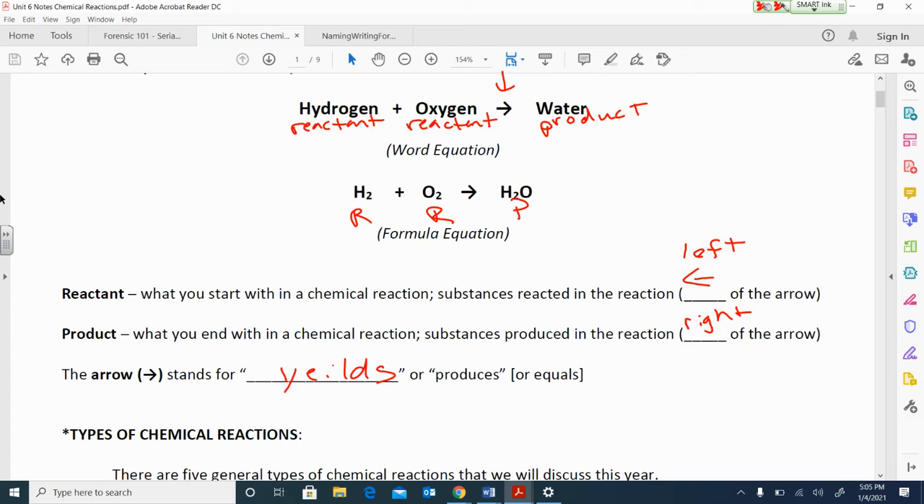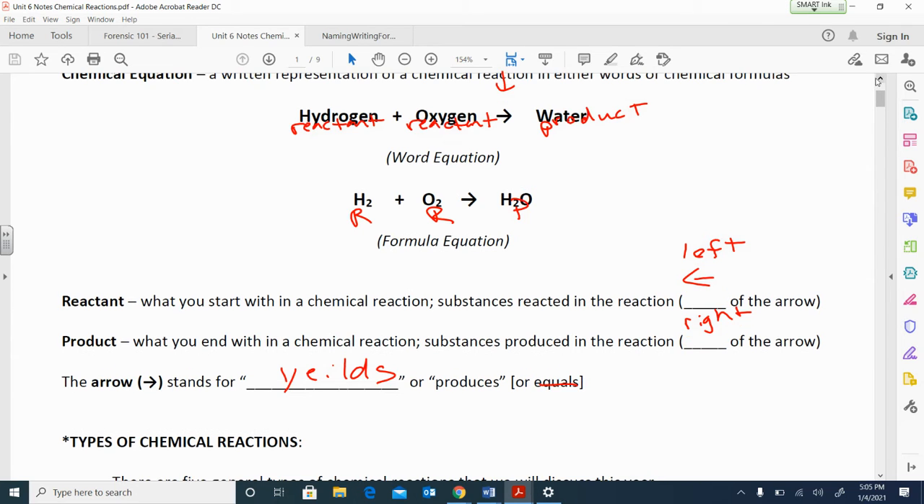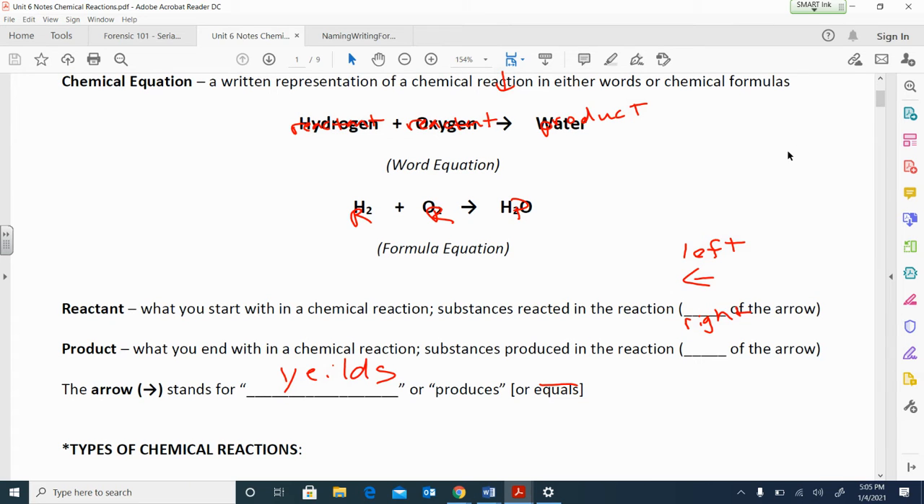The 2 sides are always equal to each other. So there's just as much of one element on one side of the equation as there is on the other side. They will be balanced. So they will equal each other. But it does stand for yields and produces. The arrow stands for. We'll learn a couple more symbols later, but that is enough for today.